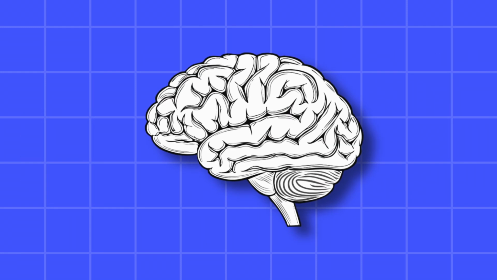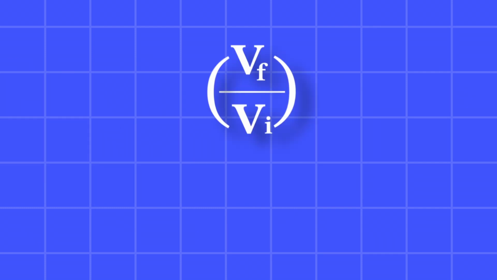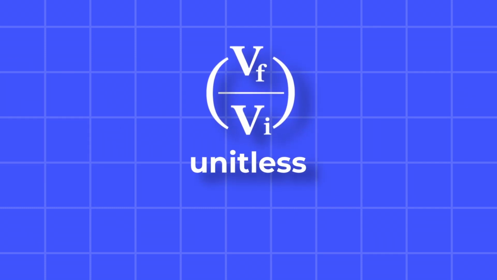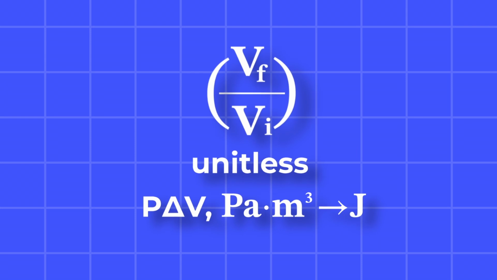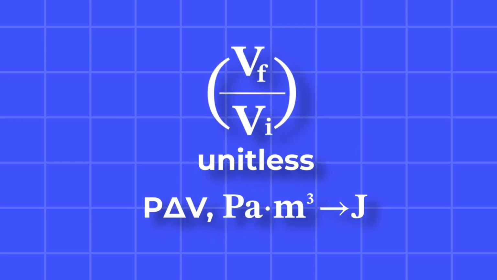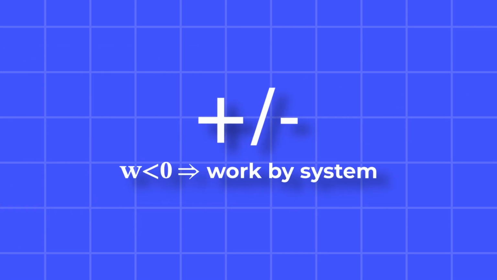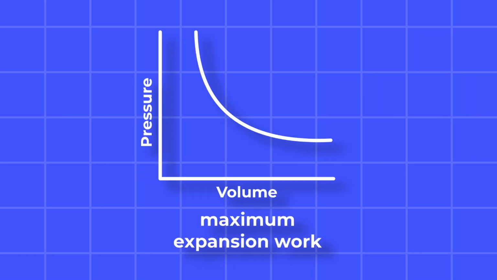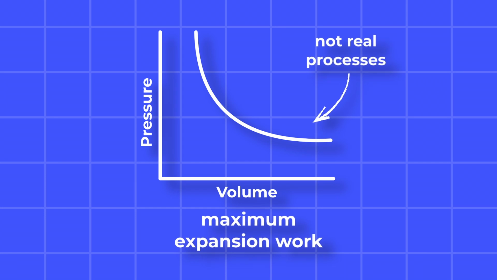To stay accurate, keep 3 guardrails in mind. First, the volume ratio inside the natural log is unitless. But if you use pressure times change in volume, convert to pascals and cubic meters for joules. Second, our sign convention makes work negative when the system does work. Third, perfectly reversible paths are idealizations that set the maximum possible expansion work.